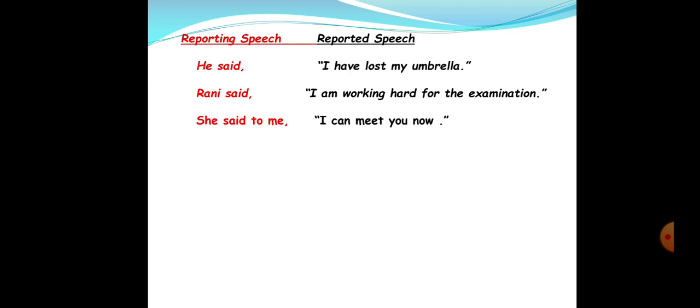And the words in the inverted commas are known as the reported speech. So the reporting speech part is he said, Rani said, she said to me, and the reported speech is in inverted commas: I have lost my umbrella. I am working hard for the examination. I can meet you now. And said here in the reporting speech is your reporting verb.